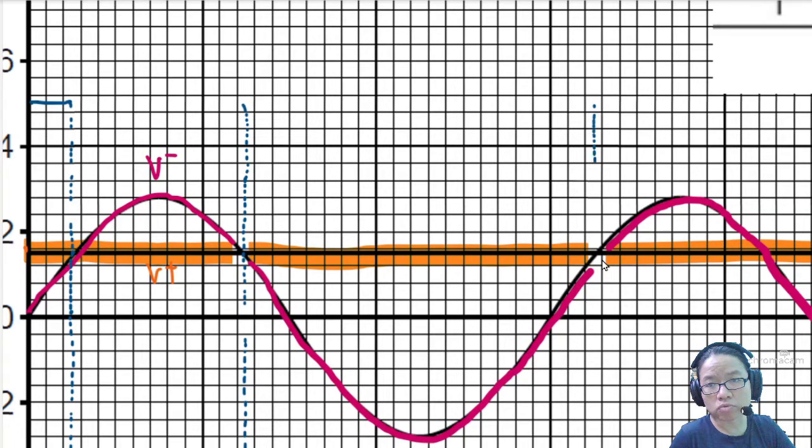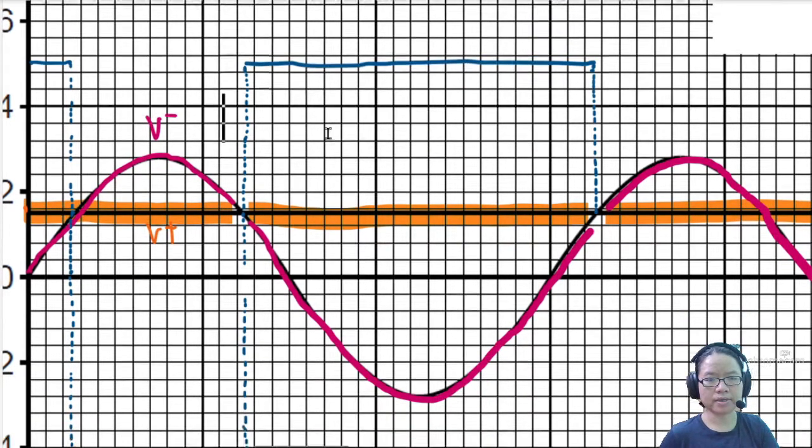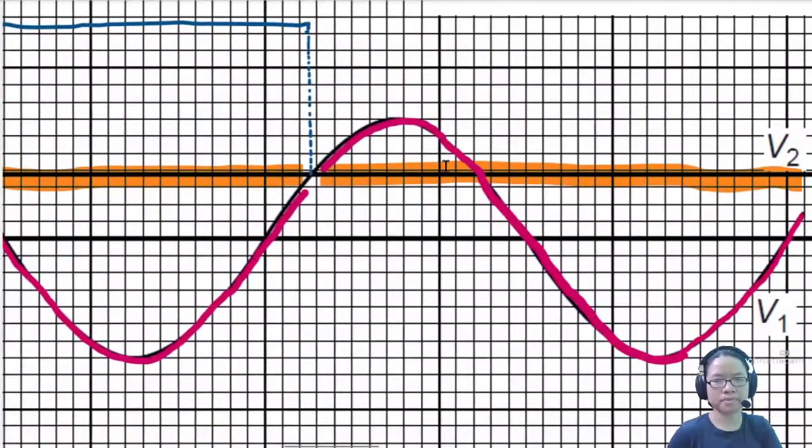So painful one. Dot. So V plus is above V minus. So this one is positive 5 all the way. Please use a ruler in the exam. Okay. Boom. Okay. Next slide. Here.